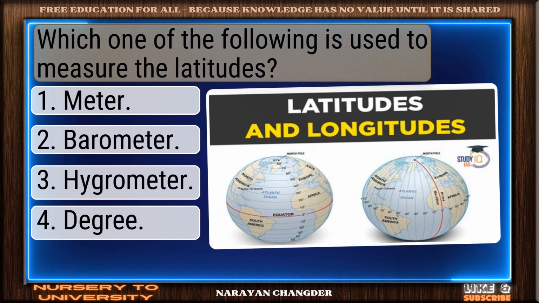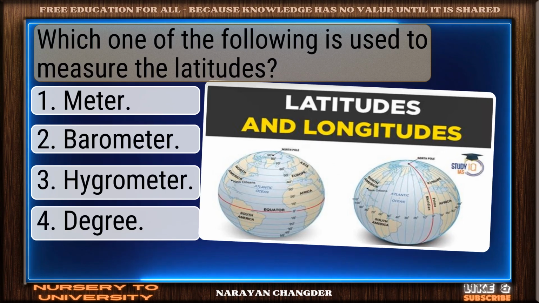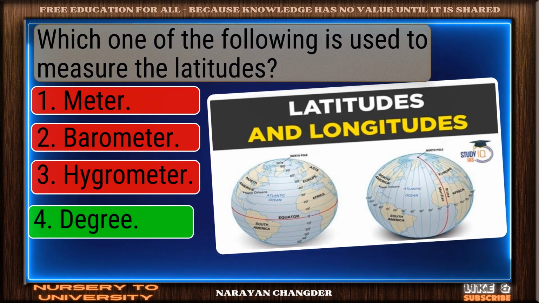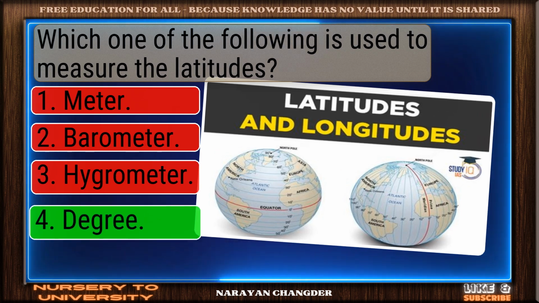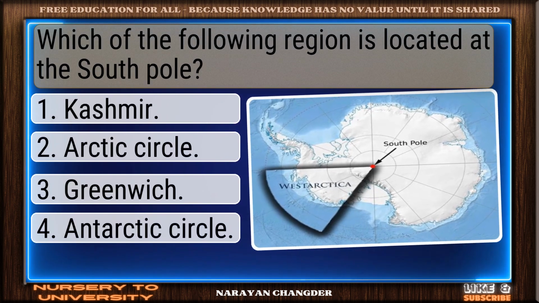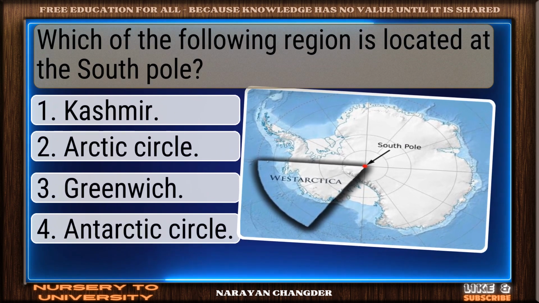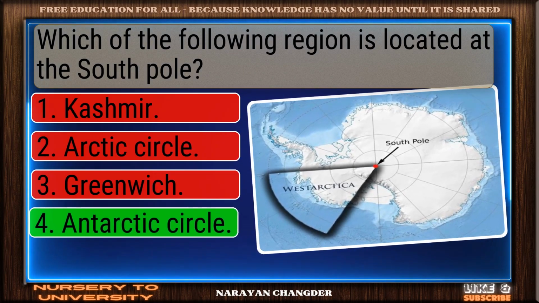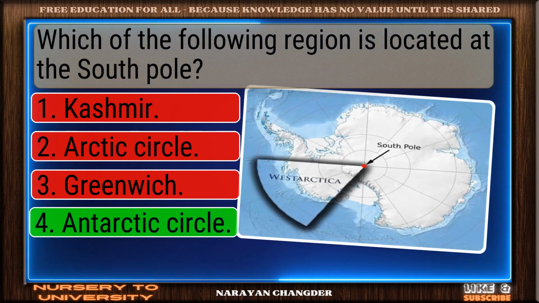Which one of the following is used to measure the latitudes? Great thinking. Degree is the right choice. Which of the following regions is located at the South Pole? Nicely done. Antarctic Circle is a solid answer.